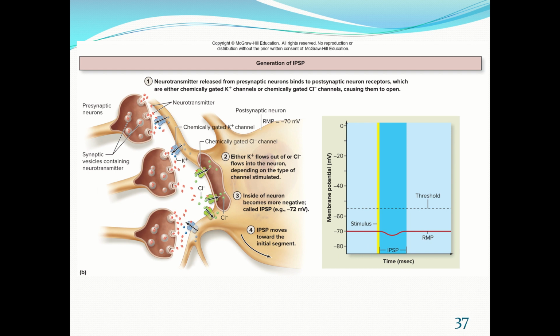Here's the generation of an inhibitory postsynaptic potential, an IPSP. So in step one here, the neurotransmitter released from the presynaptic neuron binds to postsynaptic neuron receptors, which are either chemically gated potassium channels or chemically gated chloride channels, and that causes them to open. So if the potassium channels are open, then potassium leaves. If the chloride channel opens, chloride is an anion, a negatively charged ion, so chloride will start to flow in. And both of those are going to move the resting membrane potential away from threshold, so it's inhibitory.